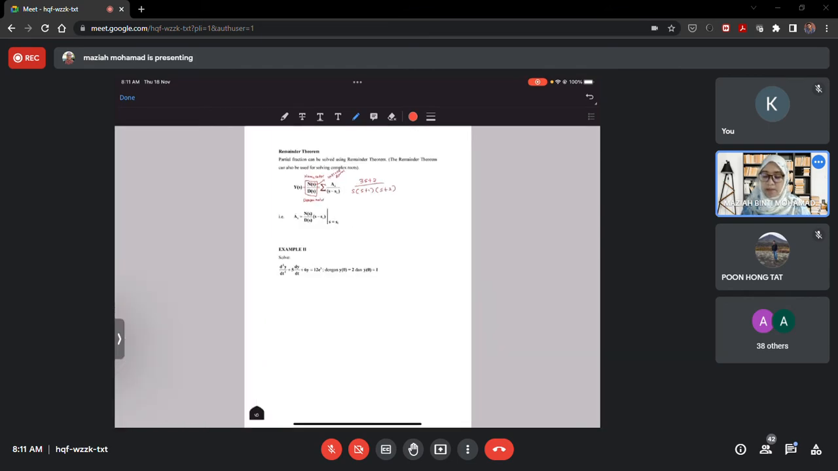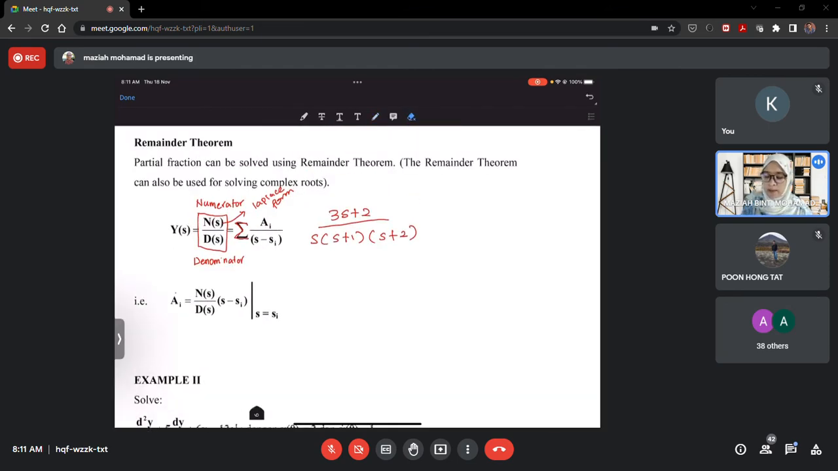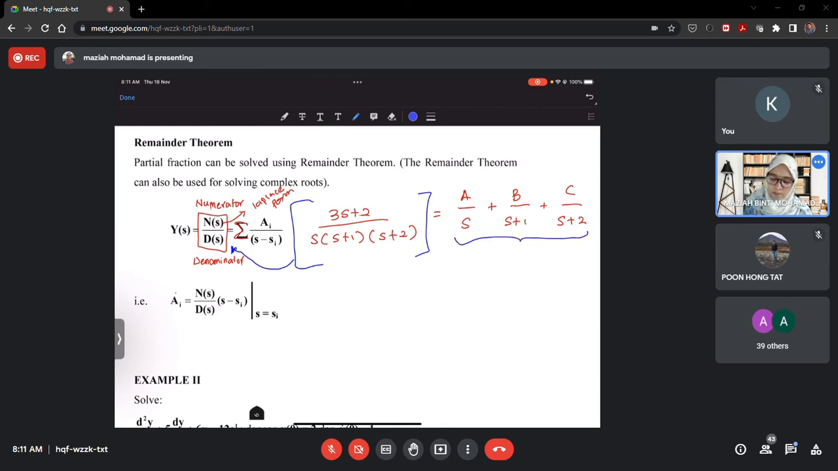Okay, S plus 2. Where we convert that into a partial fraction, we have A over S, plus B over S plus 1, plus C over S plus 2. This part here represents the numerator over denominator, and this part here represents the summation of Ai over S minus Si.